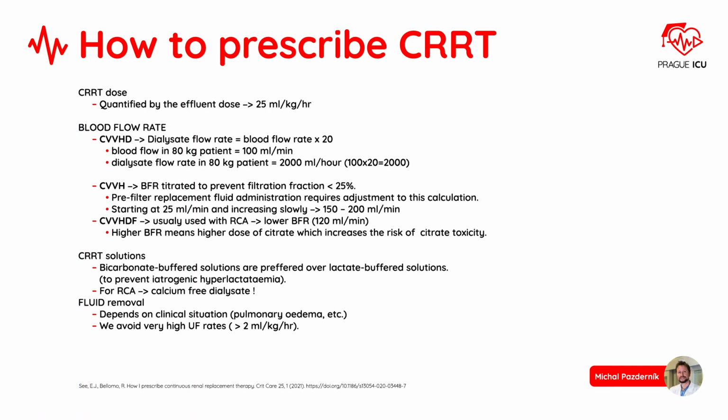How to prescribe CRRT? CRRT dose is quantified by the effluent dose, 25 milliliters per kilogram per hour. How is it with blood flow rate and dialysate flow rate in CVVHD? Dialysate flow rate is calculated as blood flow rate times 20. Blood flow in a patient with 80 kilograms is usually 100 milliliters per minute. Dialysate flow rate in this patient is then 2000 milliliters per hour.